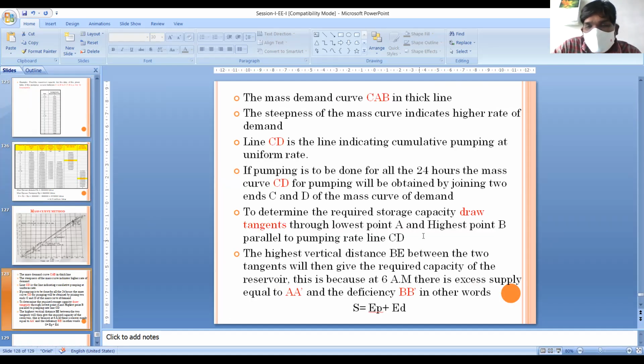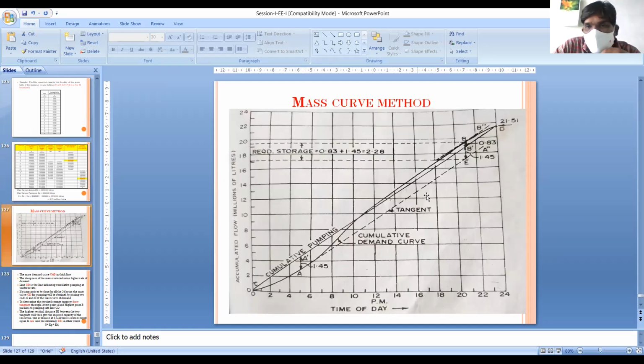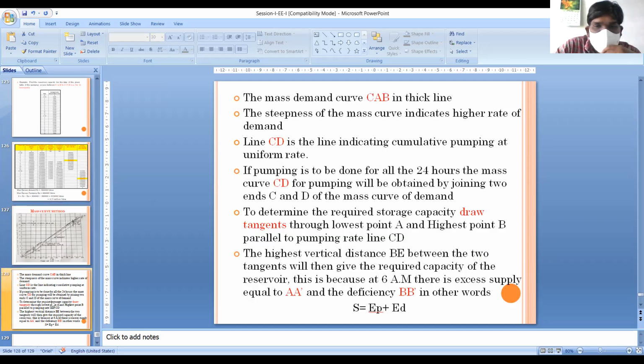To determine the required storage capacity, draw tangents to the lowest point A and the highest point B. See here, tangents to the lowest point A and highest point B. Draw a line, a tangent, and this gives the required capacity, 1.45 and 0.83. The highest vertical distance between the two tangents gives the required capacity of the reservoir. This is because at 6 a.m. there is excess supply equal to A dash, that is, in other words, SE equals EP plus ED.